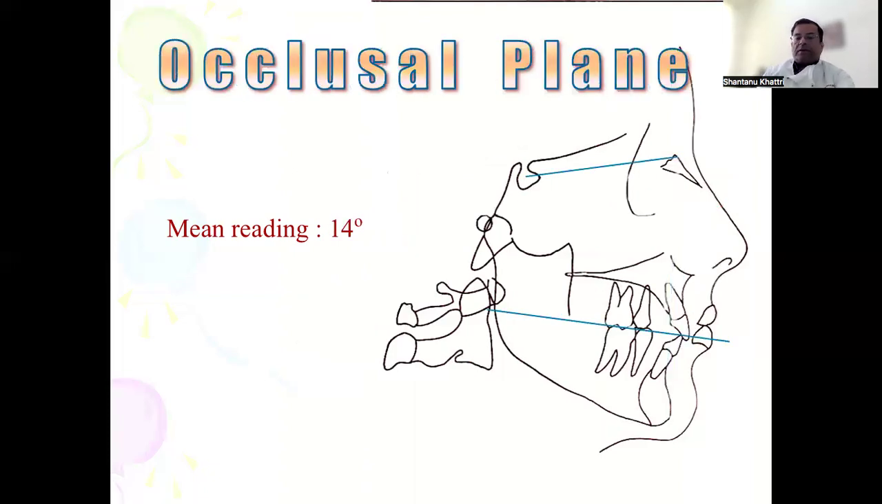Occlusal plane. SN to occlusal plane is marked and the angular measurement is measured. The normal should be 14 degrees. If it is increased, that means the mandible is rotated downward and backward and your occlusal plane is steep. If it is decreased, that means the mandible is rotated upward and forward and you get a less steep occlusal plane.